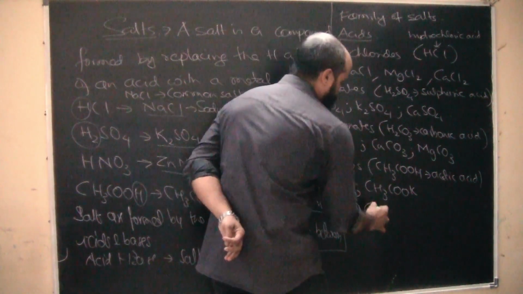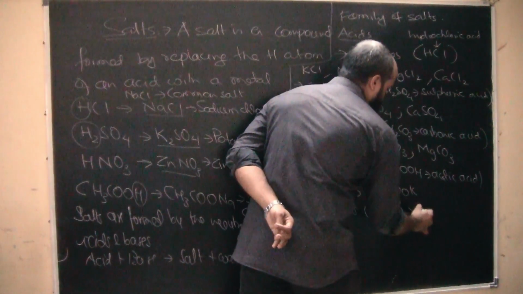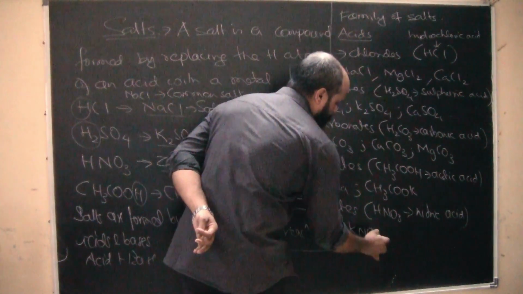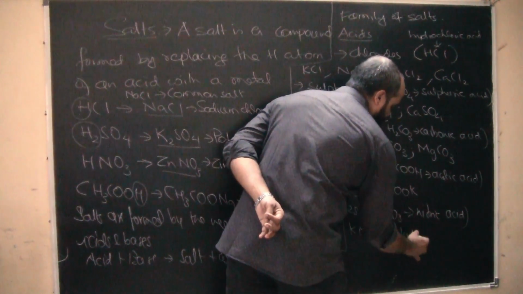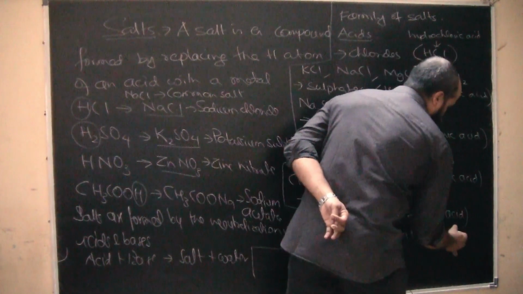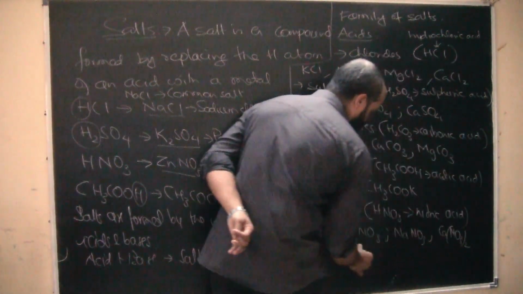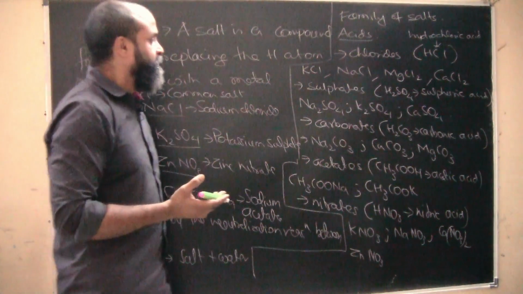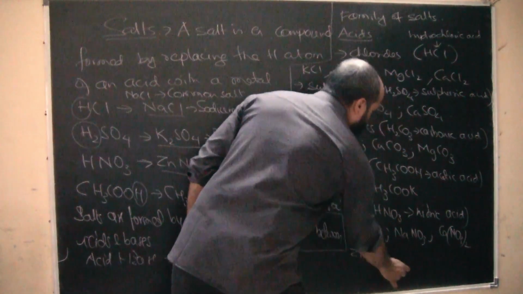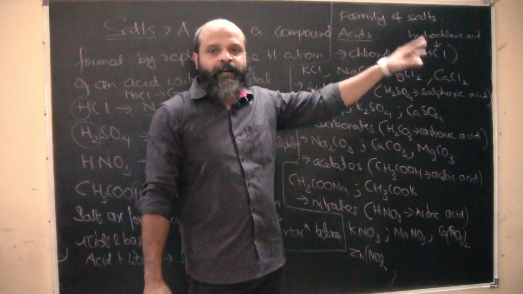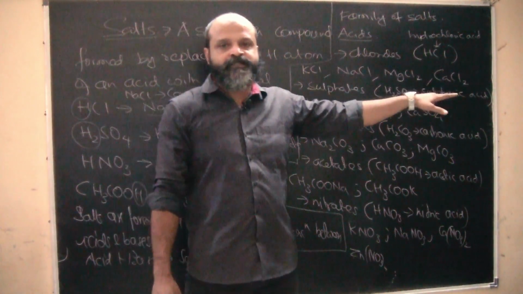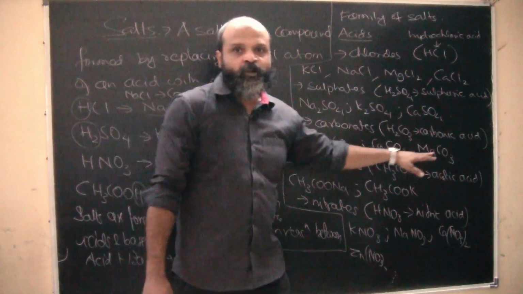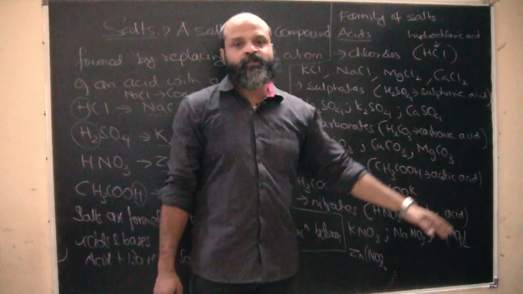Then we have nitrates. These are formed by HNO3, nitric acid. For example, we have potassium nitrate, sodium nitrate, calcium nitrate, then zinc nitrate. So these are all salts. If we consider all these salts, chlorides are salts of hydrochloric acid, sulfates are salts of sulfuric acid, carbonates are salts of carbonic acid, acetates are salts of acetic acid, and nitrates are salts of nitric acid.